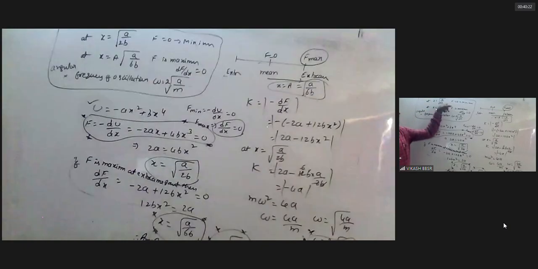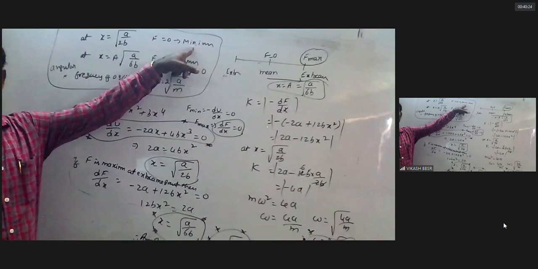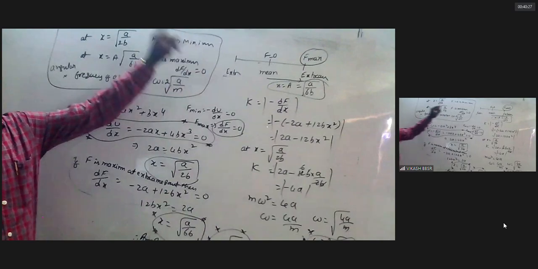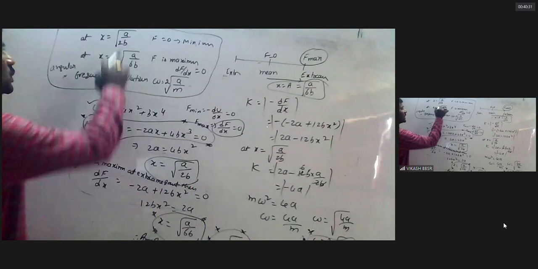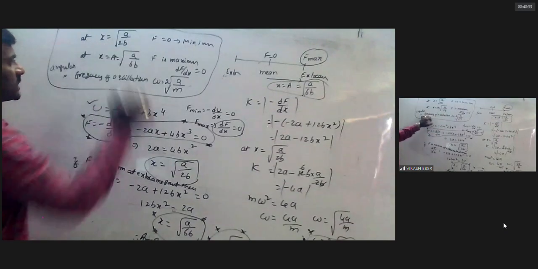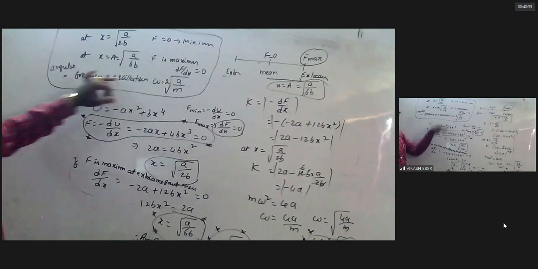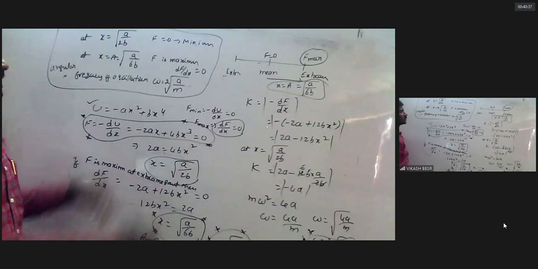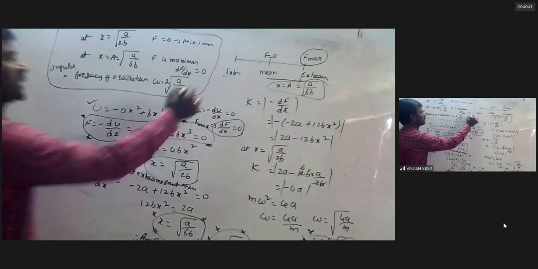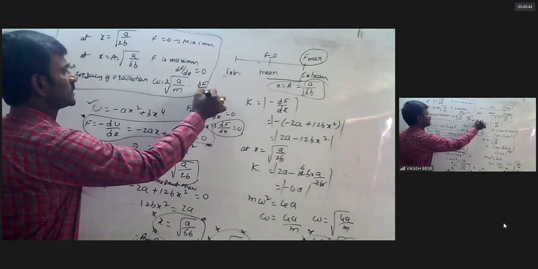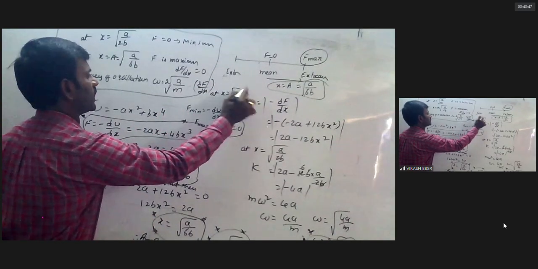First we find x value, which represents the mean position, and also maximum amplitude, which represents the extreme position, and then frequency of oscillations, which is df by dx at x equal to root of a by 2b.